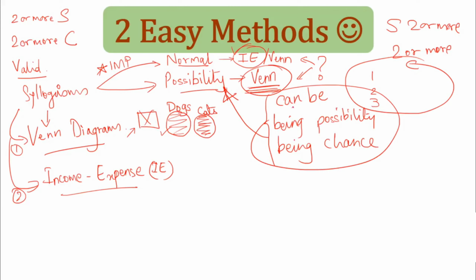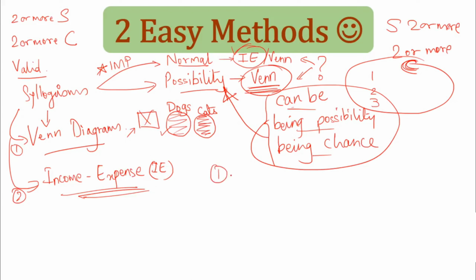If you see the words "can be," "being possible," or "being chance," or "there is a chance," something like that, in the conclusion, not the statement, in the conclusion, then the sum is a possibility sum and you have to use the Venn diagram. If these words are not there, it is a normal sum. Use the income expense method.